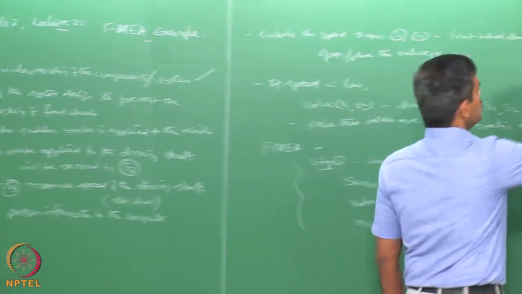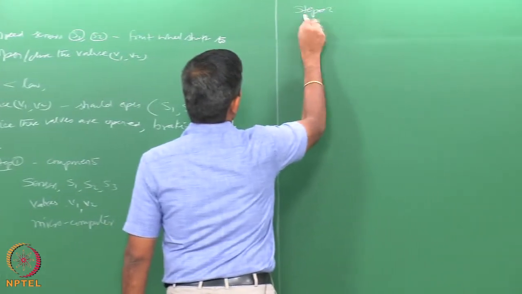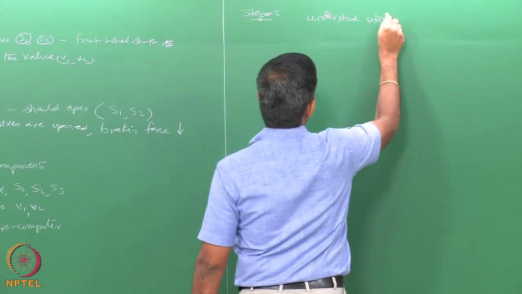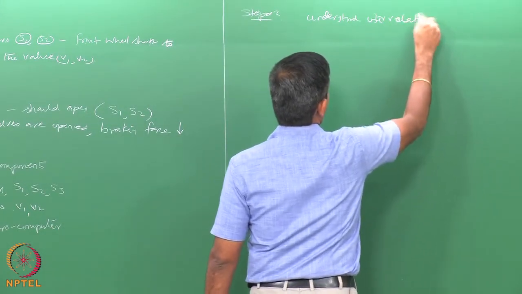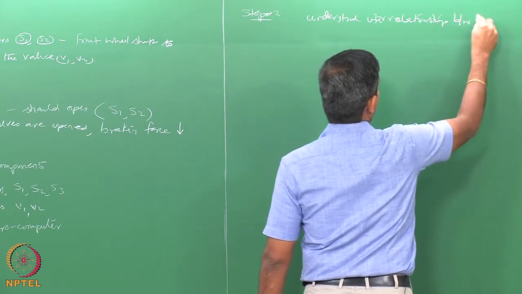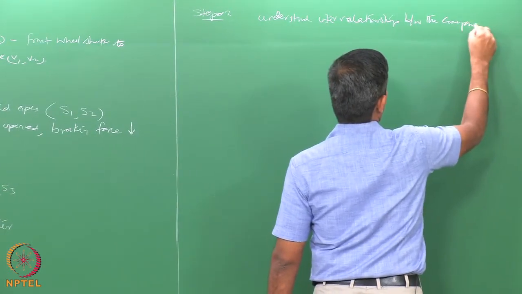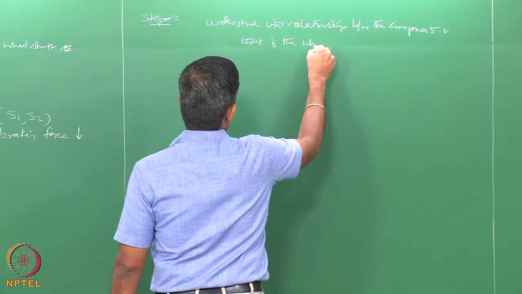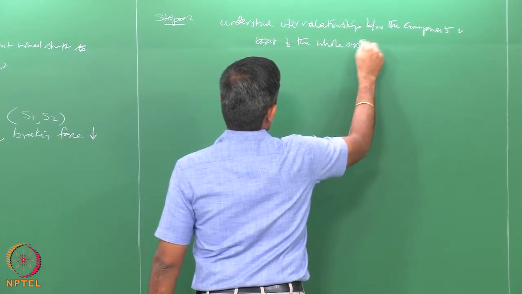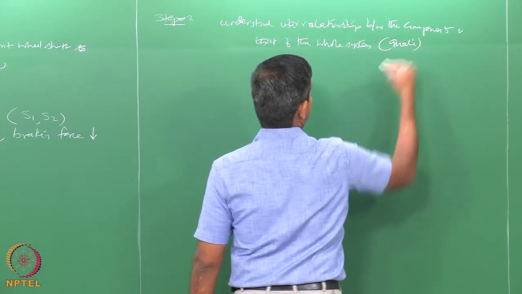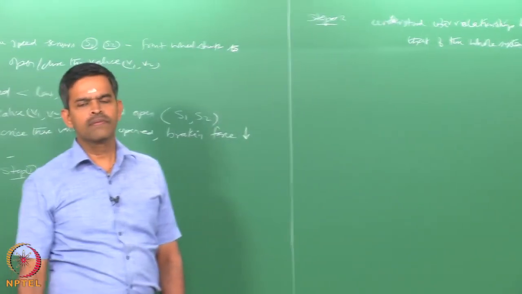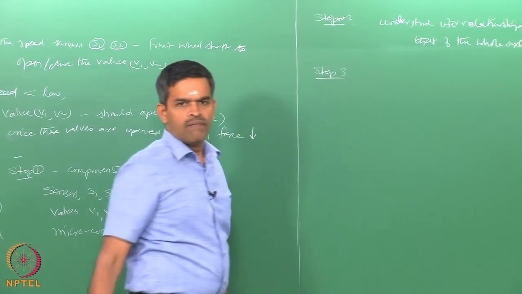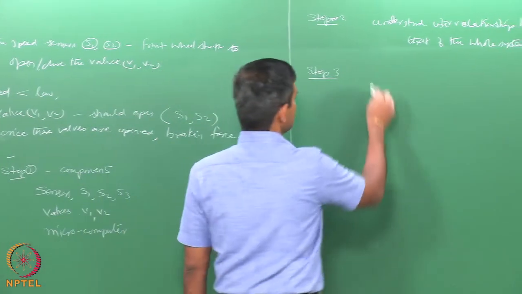In step number 2, we have understood the interrelationship between the components and that of the whole system, which is also qualitative. In step number 3, we have to identify the failure modes.